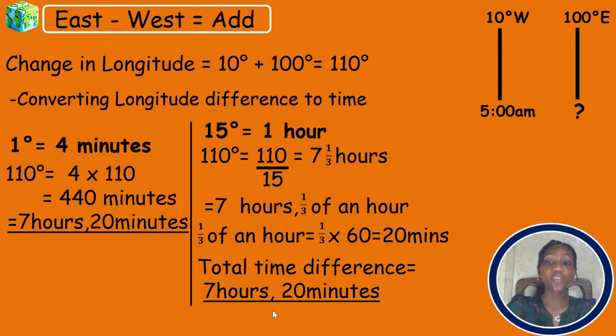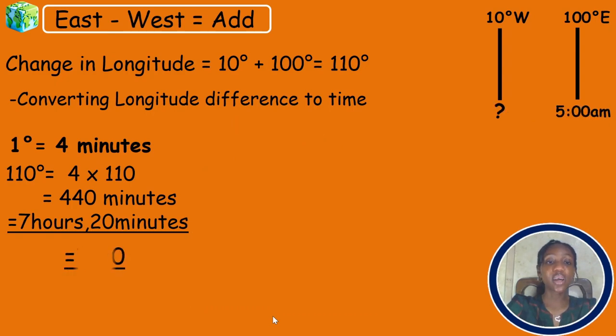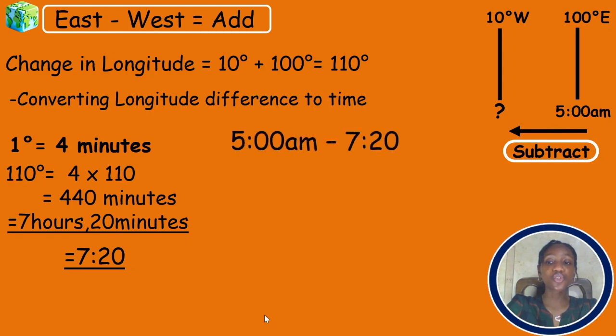Personally, I feel that the first one is easier, but at the end of the day, it all depends on you. Whichever one you feel you can understand better is the one you can refer to when doing your exams. Now we can rewrite our time difference as 7:20. Now to our final answer, I'll draw an arrow pointing to the unknown, which is in the west, and that means that we're going to subtract. So our final answer will be 5 AM minus 7:20. And if you're able to do subtraction straight away, perfect. But if you're a bit confused, you can break it down and subtract.